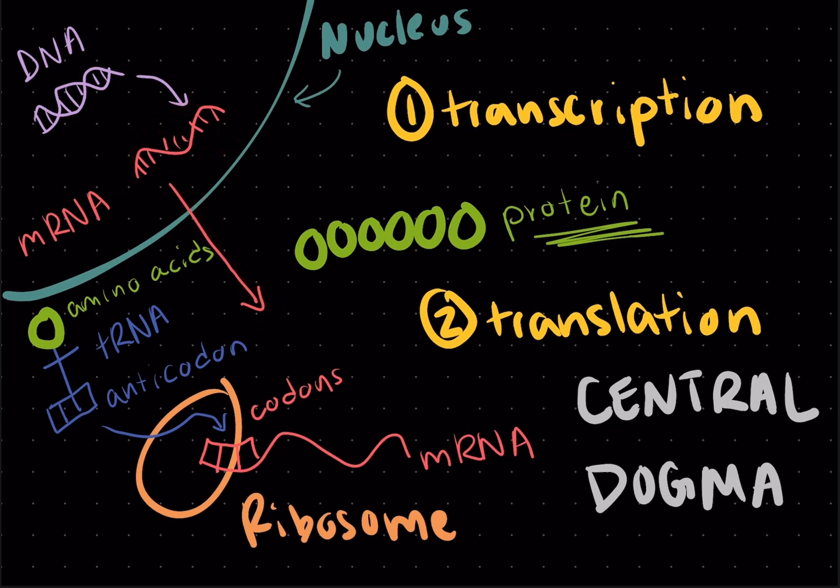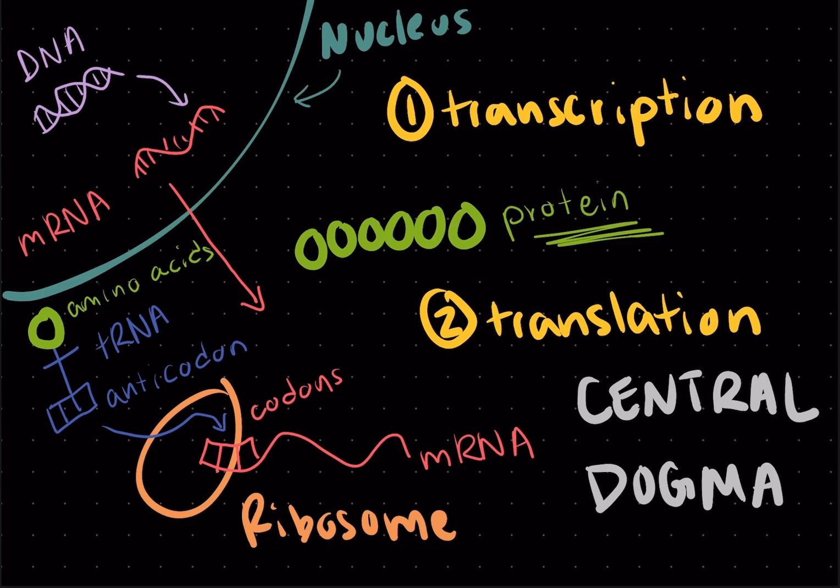Okay, now when you're performing translation, be very careful to not use the anticodon on your codon chart. It's called a codon chart. You must use the mRNA strand. If you use the anticodon on the codon chart, your answer will be wrong.